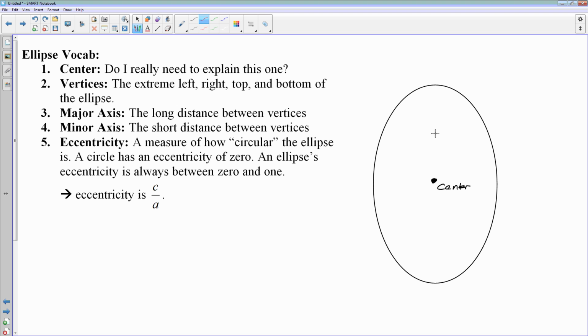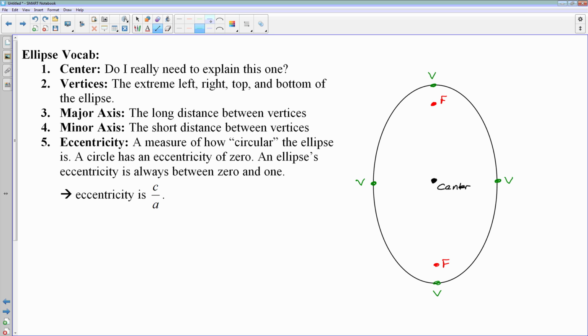Your foci sit somewhere inside. Now the foci are always going to be oriented on the long dimension of your ellipse. So this ellipse is going up and down, so my foci will go up and down. There's a focus. This is a focus. And then your vertices are your extreme top, bottom, left, and right. I call all four of those vertices. There are a few books that only consider the ones that are further apart the vertices. I think they are all vertices, and I'm going to stick with it.